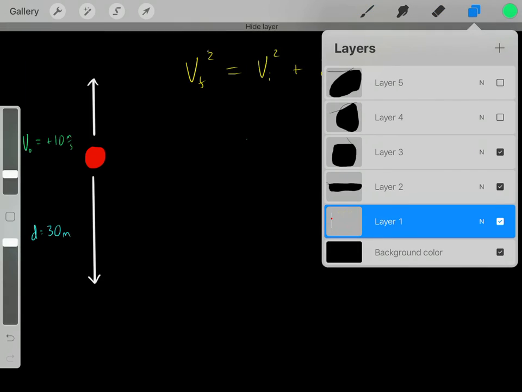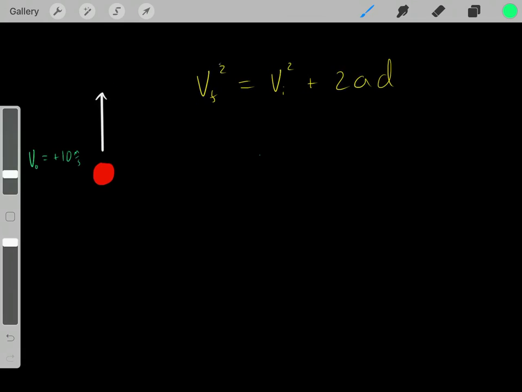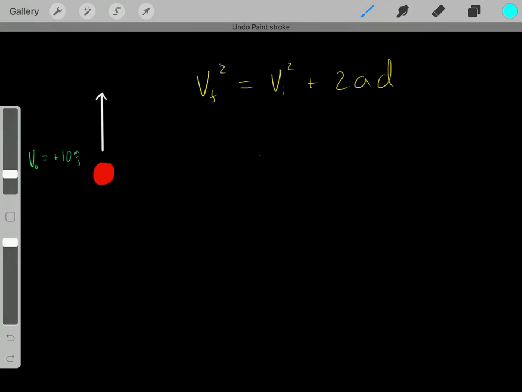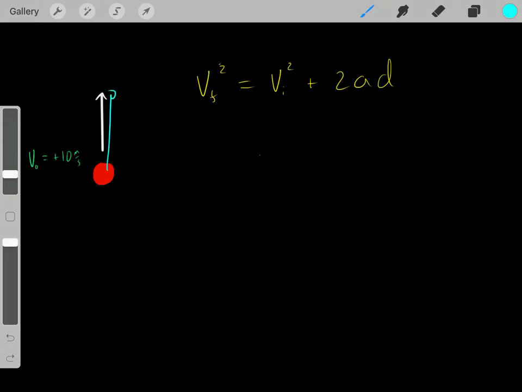Another example you'll see with this kind of equation is where you have an object, but this time you throw the object upward. You throw it upward with an initial velocity of 10 meters per second, going upward.